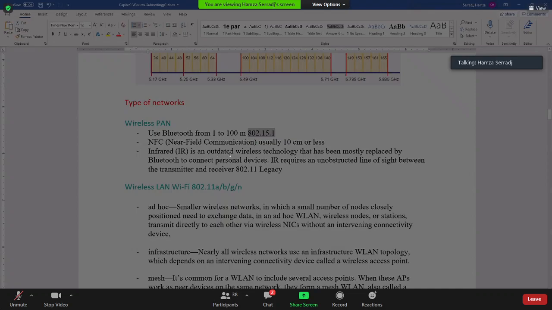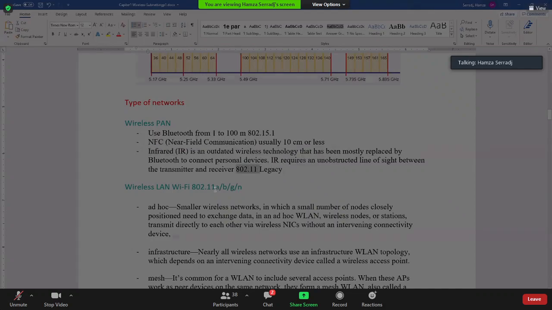Infrared is an outdated wireless technology that has been mostly replaced by Bluetooth to connect personal devices. Infrared requires an unobstructed line. Try to use it on a TV remote, and when you have something in between, it will not work, right? So infrared needs a line of sight between the transmitter and the receiver. So this is the 802.11 legacy. That was the infrared.